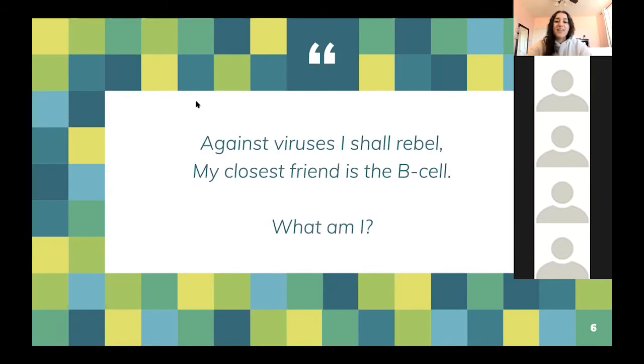Okay, let's move on. Against viruses, I shall rebel. My closest friend is the B cell. What am I? I love this rhyme. Maybe think the immunity chapter. Any guesses? I see a guess for antibodies. Do we have any more guesses? Same guess. Would love to hear what you all think. Frontline defense. That's a good guess. Yeah. Anything else before I reveal the answer?